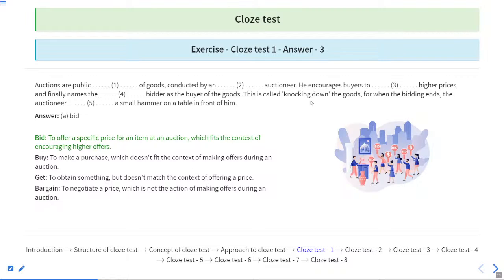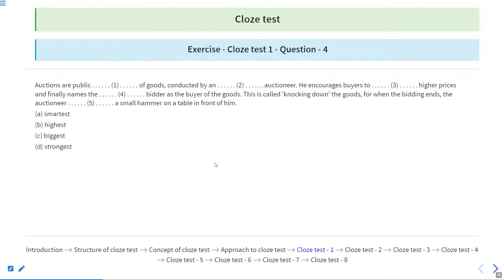Similarly, bargain. So, he encourages buyers to bargain higher prices. Strictly not true. Because bargain means to negotiate a price. This is not the action of making offers. There is no bargaining being done here. It is as people make an offer, other people make an offer. The highest bidder is actually awarded the particular thing that is being sold.